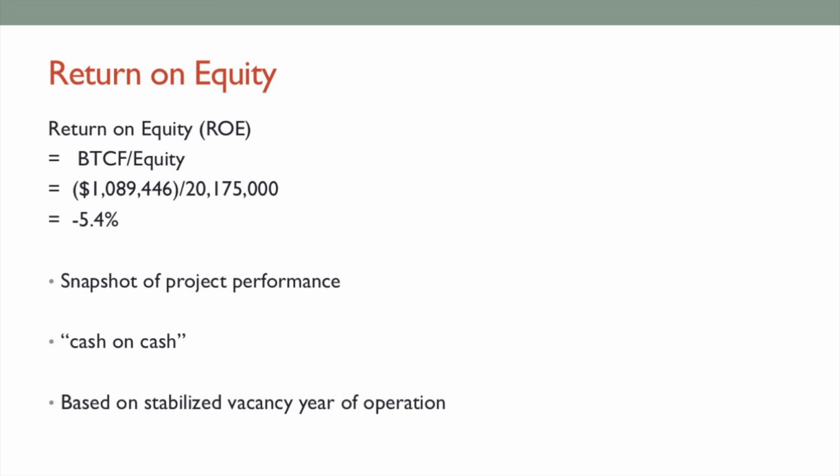So if I take a look at return on equity, I'm not a big fan of return on equity simply because it's a snapshot at one point in time. We're taking a look at the project based on an individual year's cash flows. We're not looking at the discounted cash flow, which gives a more comprehensive view of the project's performance long term. And based on our analysis of the hypothetical, I have a negative 5.4%. It's called cash on cash as well.